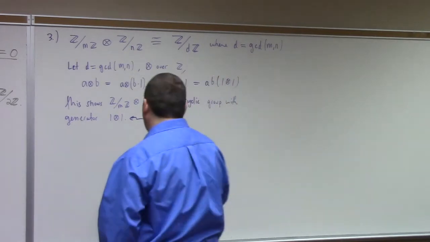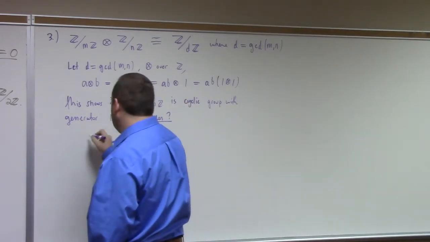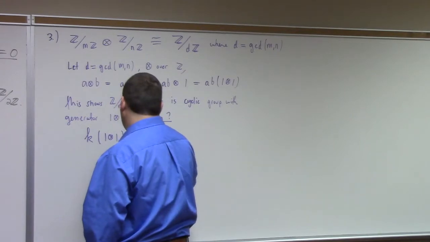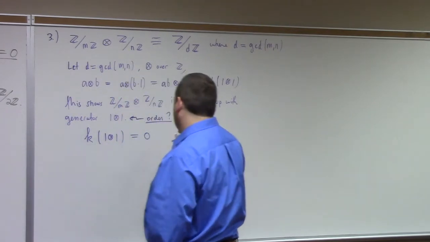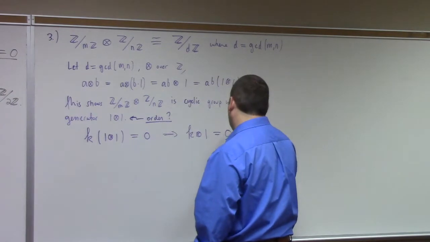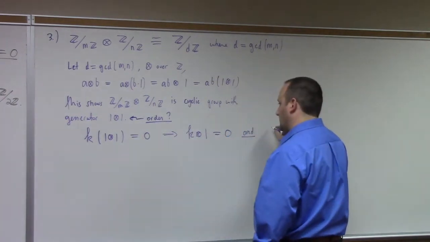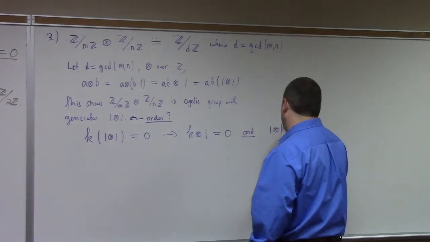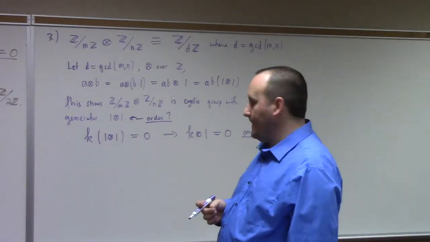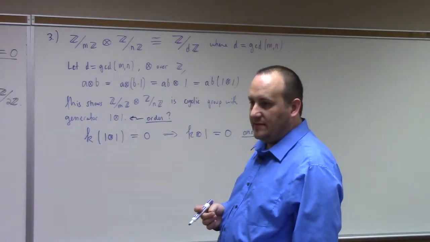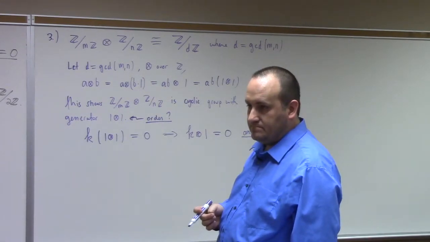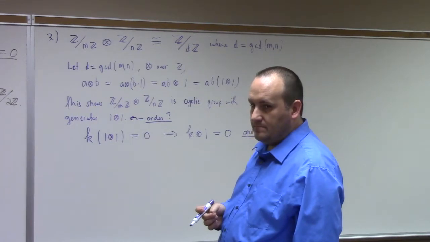So if we think about that, the order should be the smallest number, let's say k, such that k times 1 tensor 1 equals 0, yeah? So that implies that k tensor 1 equals 0 and 1 tensor k equals 0, right? Now, 1 tensor anything non-zero is non-zero. Does that make sense?